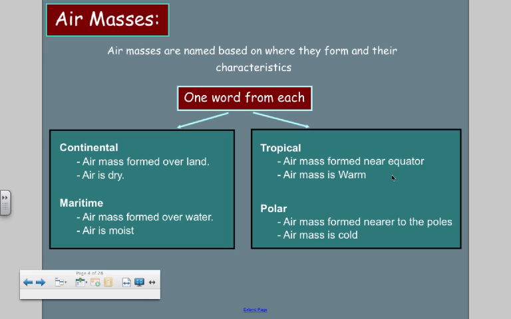Now, these different words have meanings that go with them. So continental means it formed over the continent, over land, and so the air is dry. Maritime means that the air mass was formed over water. So this means that the air has more humidity. Now, tropical means that the air mass formed near the equator. So this means the air mass is warm. Polar means the air mass formed nearer to the poles. This means the air mass is colder.